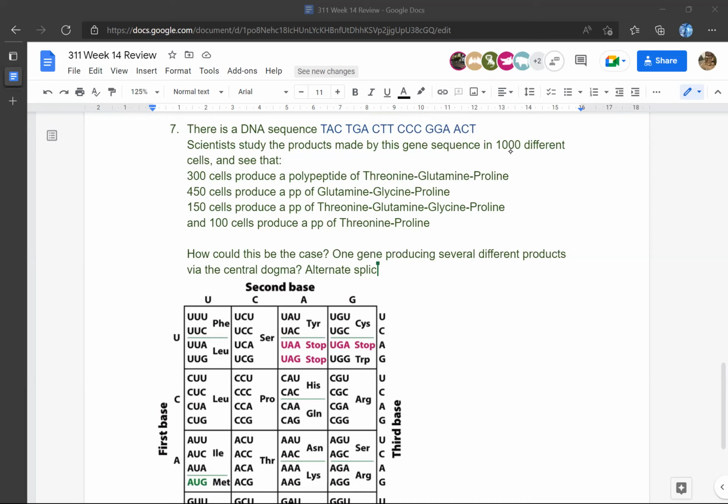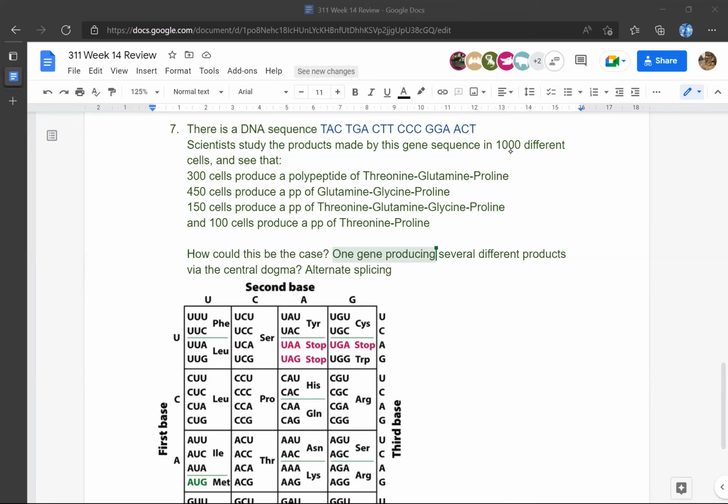So thank you for that, Joseph. So yes, this would be alternate splicing. That's how this happens, where you can have one single gene sequence producing several different products. Yeah, in general, you can. That's the whole point of alternate and multiple splicing events.